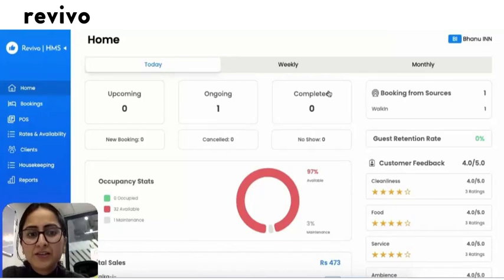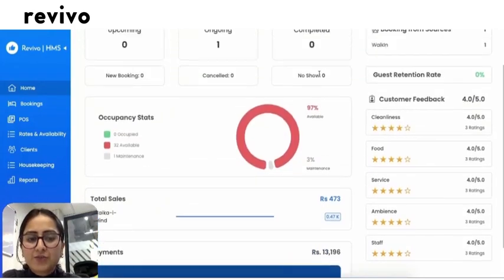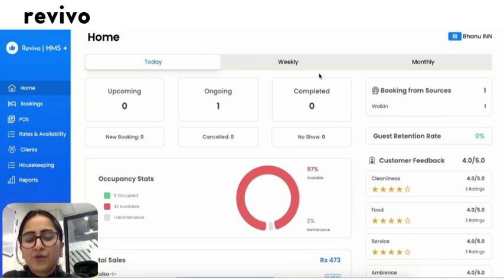Software, that is HotelX. So this is the complete dashboard. You can have a complete view on a single page. Like from here, you can see all information on today basis, on weekly basis, and monthly basis. So, this section will be showing you the upcoming bookings.